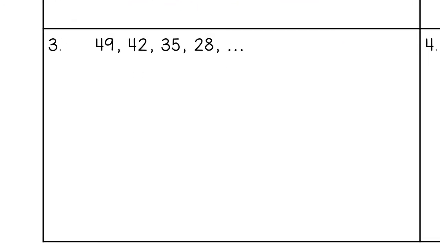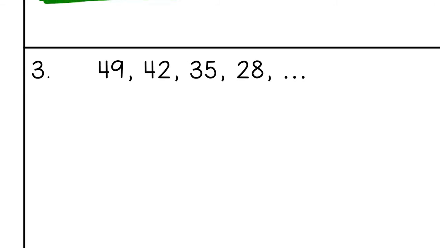So I'm going to move down to number 3. And we're going to do the exact same thing. So again, this is an arithmetic sequence. I already know that our first term is 49. That's our a sub 1. We're going to need that later on. But now I need to find the common difference.